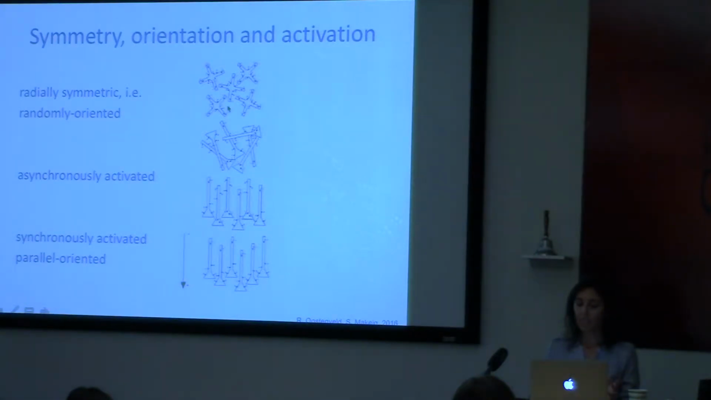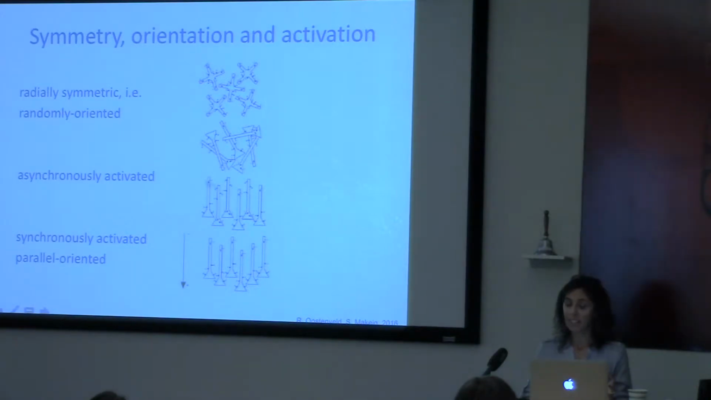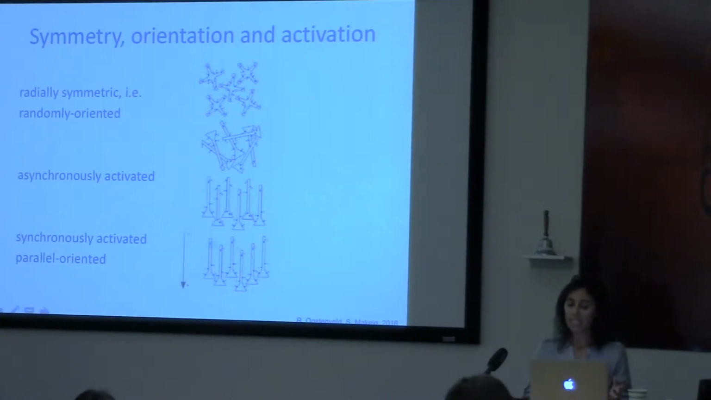However, if these cells are randomly oriented, then the electric current would be cancelled out. Or if they are asynchronously activated, then they will be cancelled out again. So we would need a large number of these neurons that are synchronously activated and parallel oriented to each other so that we can record EEG on the scalp.